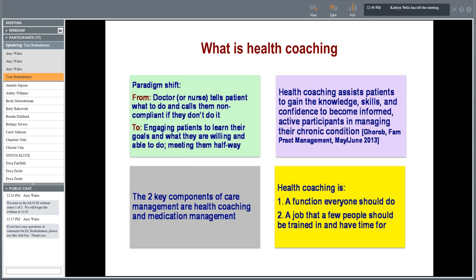So again, going back to care management, the key components are health coaching and medication management. And health coaching, you know, all of us should do health coaching. Physicians, nurse practitioners, PAs, nurses, pharmacists, social workers, everybody should do health coaching. But we also believe that sometimes there's not time for everyone to do health coaching, so it's nice to have a few people who are just health coaches and who can do health coaching full time.